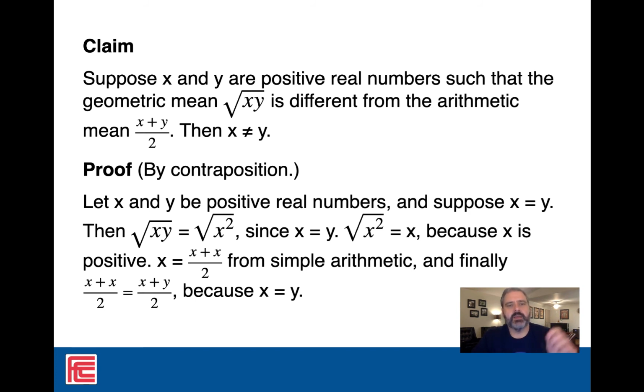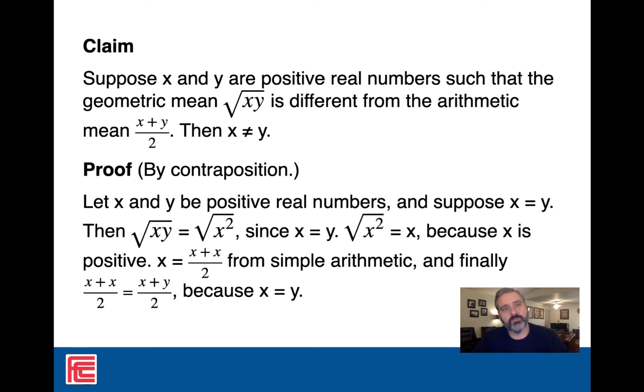Then we can say that the radical, or the square root of xy is just equal to the square root of x squared, because x is equal to y. If that's the case, the square root of x squared is just x, because x is positive. We said that it had to be a positive real number. If this is the case, then x is equal to x plus x divided by 2, because math. And then finally, x plus x divided by 2 is equal to x plus y divided by 2, because x is equal to y. Therefore, the geometric mean and the arithmetic mean are the same. The square root of xy is the same as x plus y divided by 2.